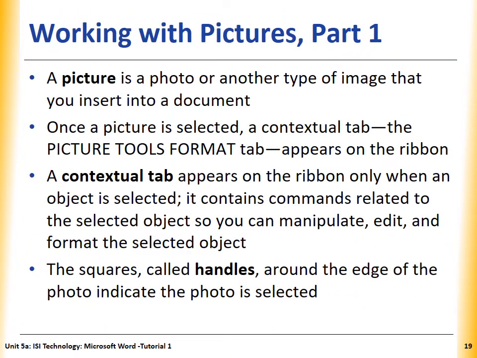Now we are going to talk about pictures, how to add a picture, how to delete a picture, and so on. A picture is a photo or another type of image that you insert into a document. Once a picture is selected, a contextual tab, the Picture Tools Format tab, appears on the ribbon. This appears on the ribbon only when an object is selected. So if you don't select that picture, you won't see that tab. It contains commands related to the selected object, so you can manipulate, edit, and format the selected object. The squares, called handles, around the edge of the photo indicate the photo is selected. We're going to see this.